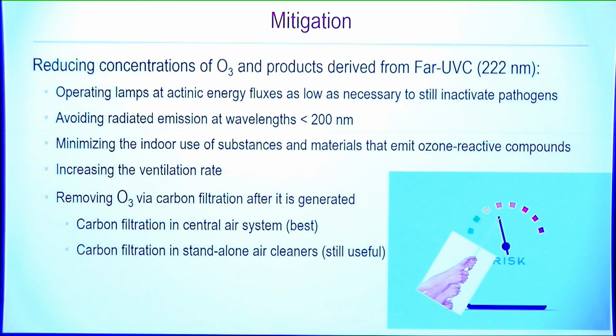Mitigation. We really can take steps to reduce the occurrence of this chemistry. You can operate the lamps at an actinic flux as low as necessary to kill the pathogen. You can avoid radiated emission at wavelengths less than 200 nanometers. You're the experts on these first two bullets. You can minimize the use of ozone-reactive chemicals in environments where you're using Far-UV.